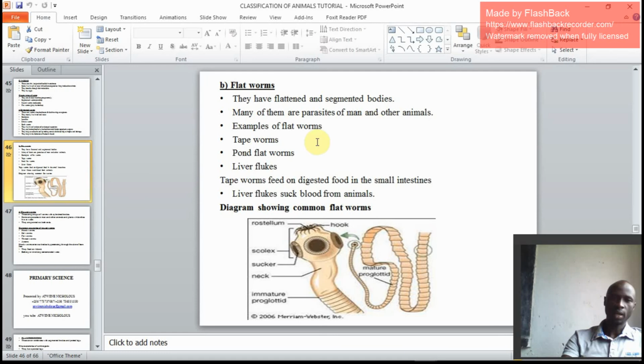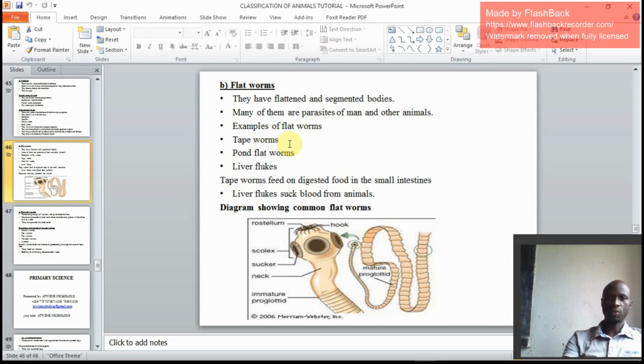We have flatworms. Their bodies are flat and segmented, as we see in this tapeworm. You can see these segments. Many of them are parasites of man and other animals. They entirely depend on their host to get food.